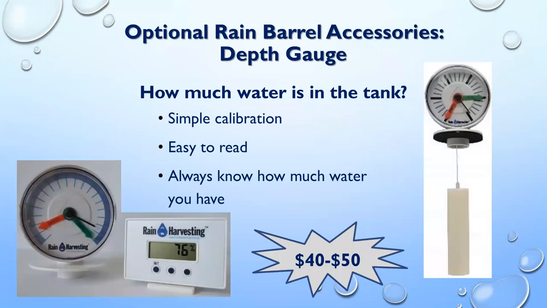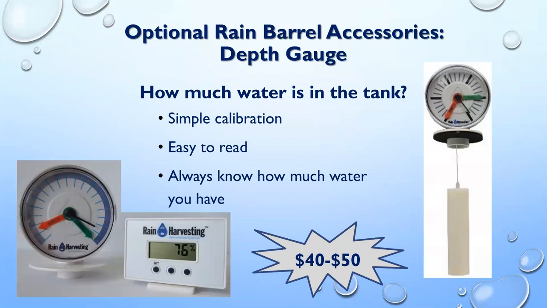The next accessory we're going to take a look at is the depth gauge. So the biggest question is, well, how much water is in my tank? There are many different ways to tell. One is you can just tap on your barrel, start at the bottom, work your way up. When it starts to sound hollow, that's the level your water's at.